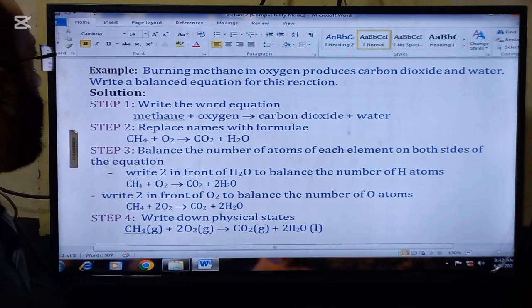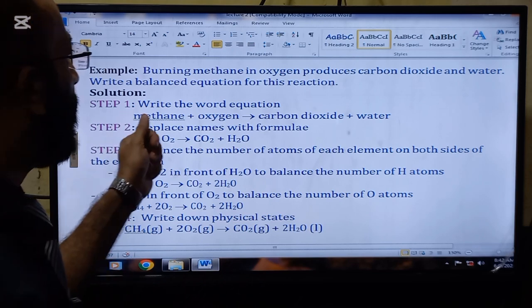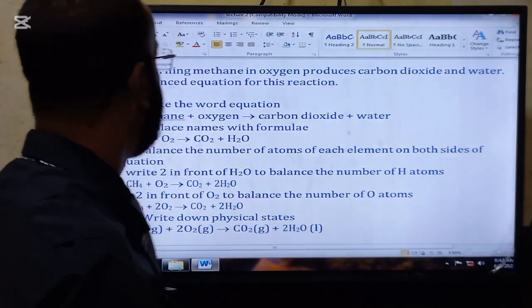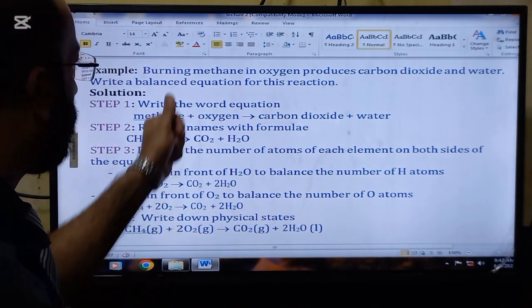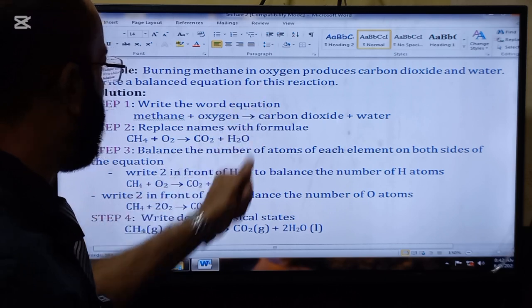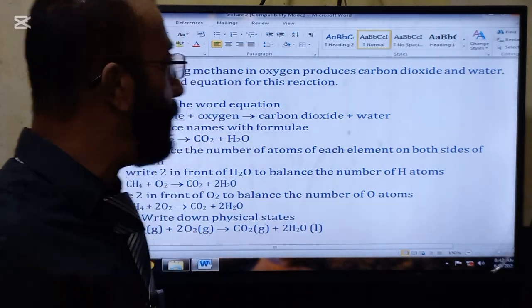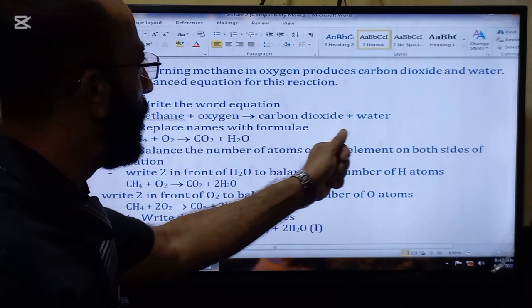Okay, here is another equation and another example. Burning methane in oxygen produces carbon dioxide and water. Write a balanced equation for this reaction. Okay, methane is burning in oxygen. So the first step is to write the word equation. So methane plus oxygen forms carbon dioxide and water.